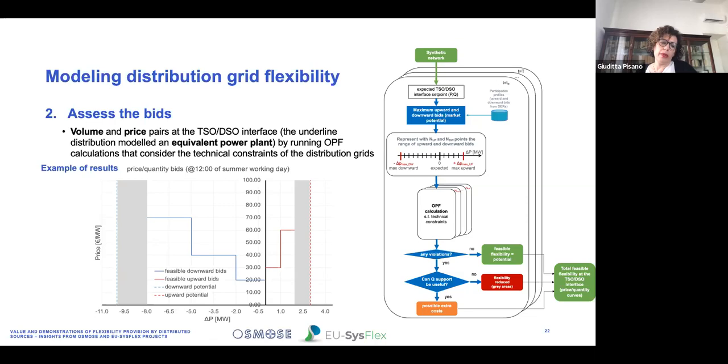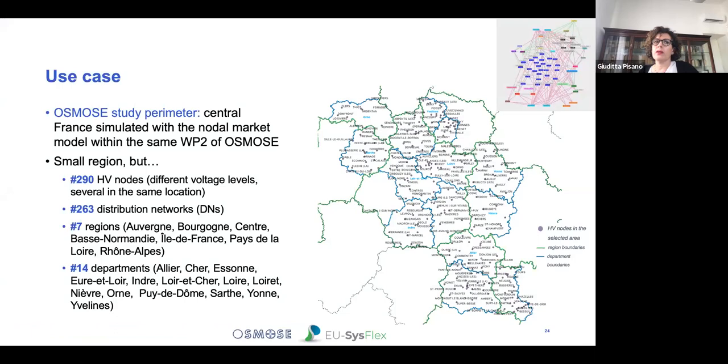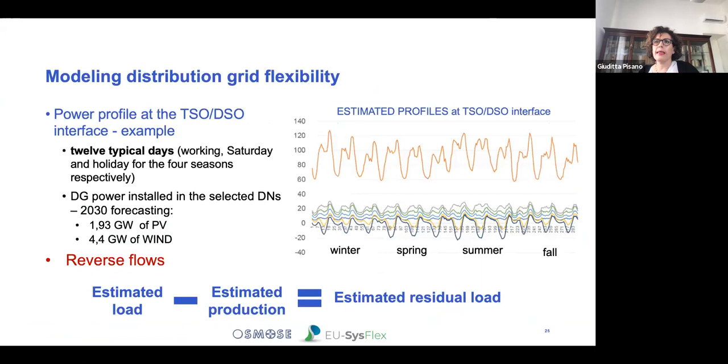Next slide, please. So I will describe a sample of the achieved results for a French use case. Next slide, please. The perimeter of this study is a small region of central France that includes more than 250 distribution networks. Next slide, please. In this slide, an example of the estimated power profiles at a few of the study TSO-DSO interfaces. We used the renewables forecasting in 2030 that are derived by other tasks of the OSMOSE project. Many distribution networks experience a reverse flow toward the transmission system.